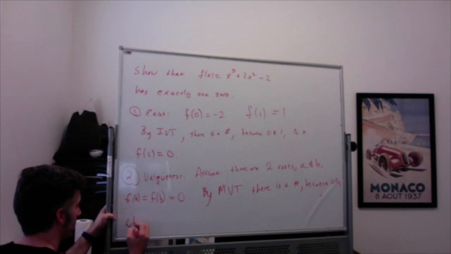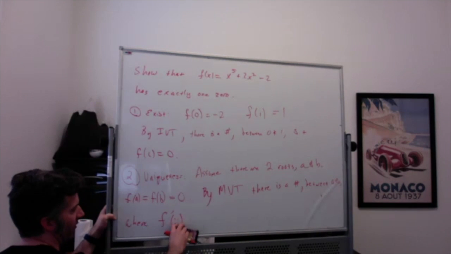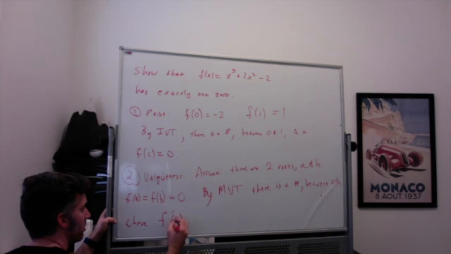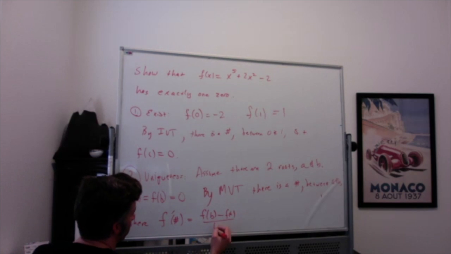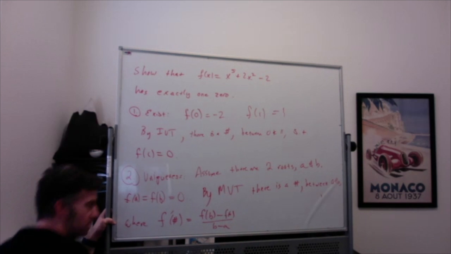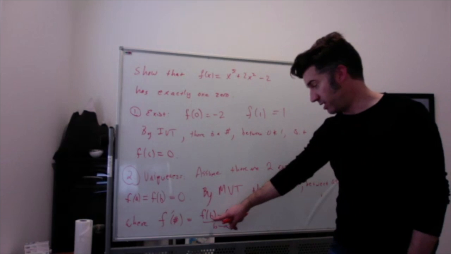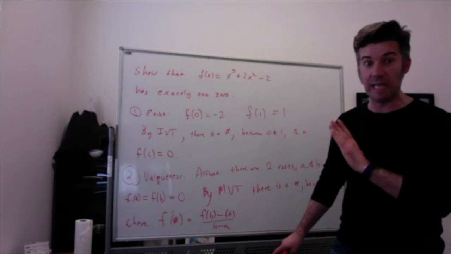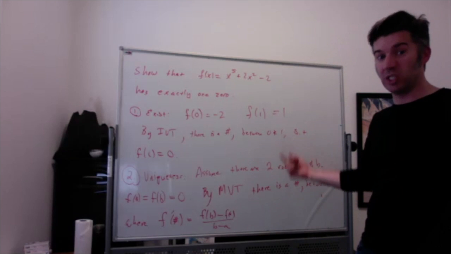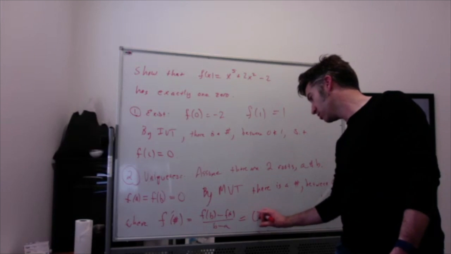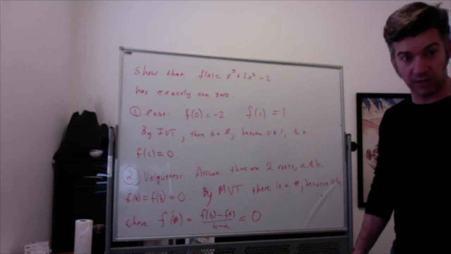where f prime of the number is equal to f of b minus f of a, all over b minus a. But we know that's 0, because f of b minus f of a is 0, and b minus a is not 0. b and a aren't the same. There are two distinct roots. Okay, and this is where we're about to get a contradiction.